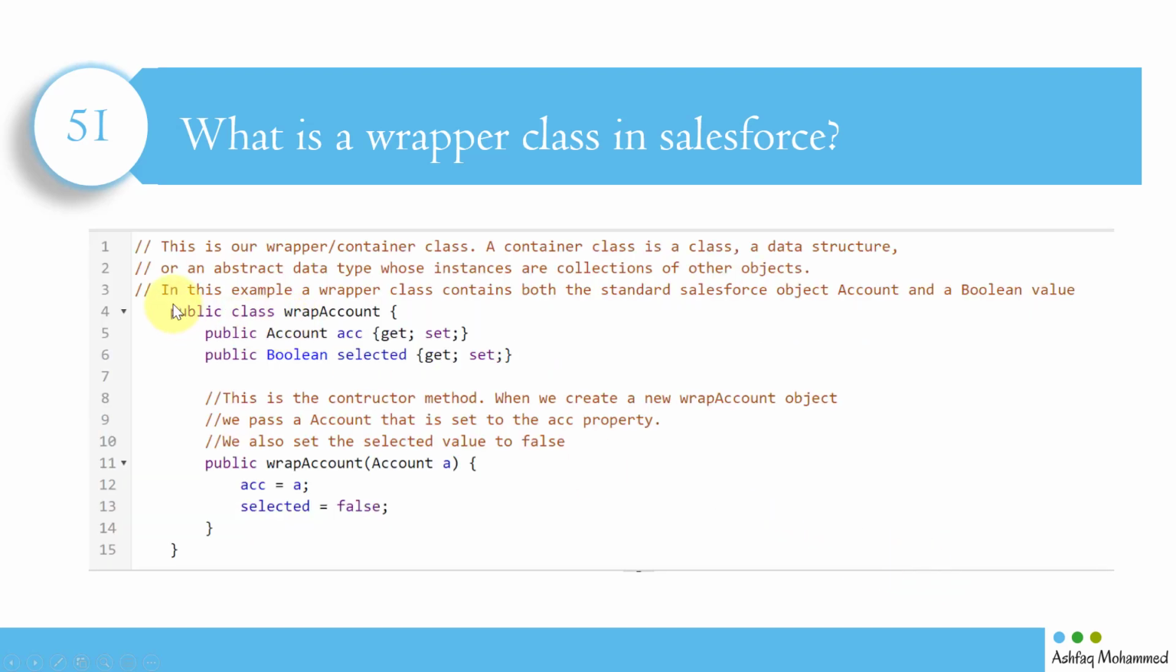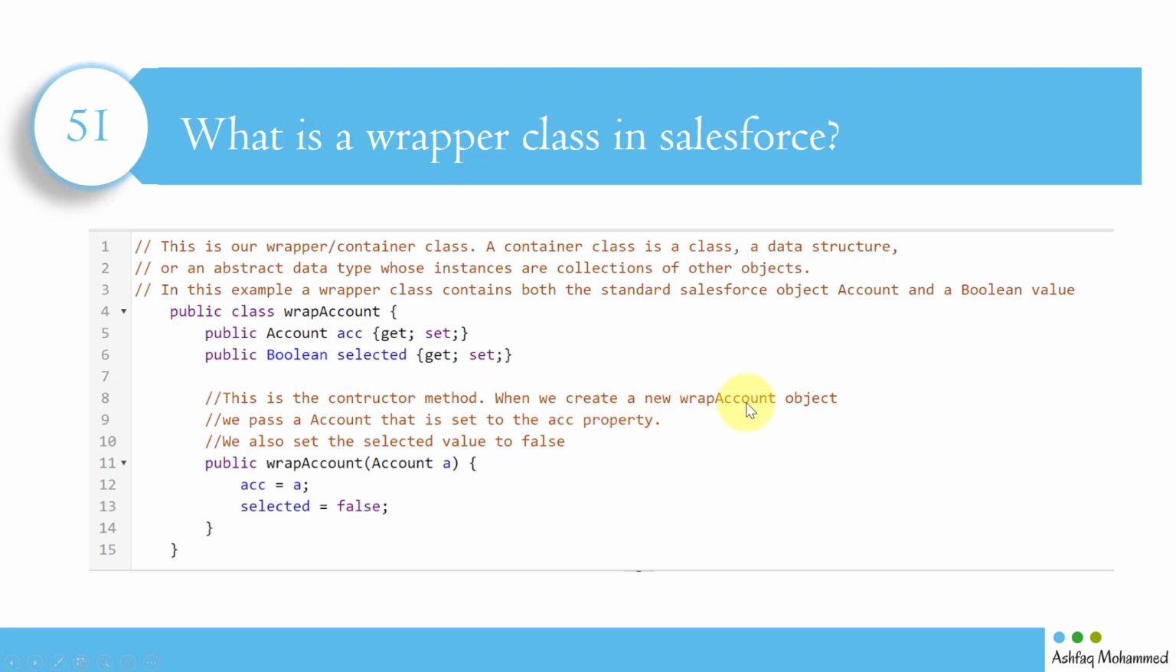So this is my wrapper class. Here what I have written is public class wrapAccount, and then I have declared my account variable, which is nothing but the account record, and I have also declared another variable, a Boolean variable. Then I have created a wrapper account constructor. I'm passing an account, and account equals a, selected equals false. By default, it doesn't select anything. So this is the constructor method.